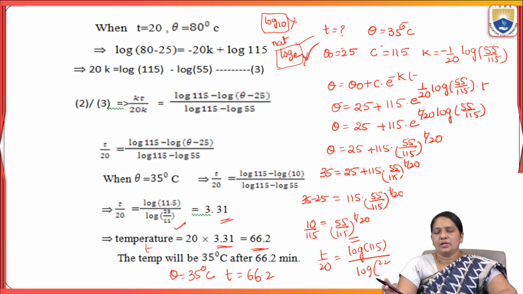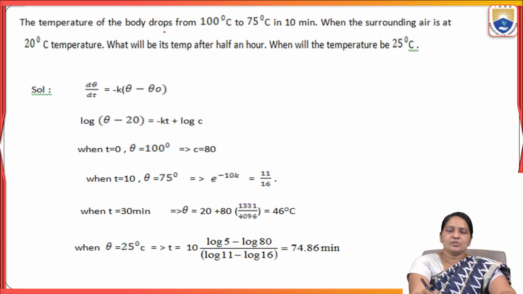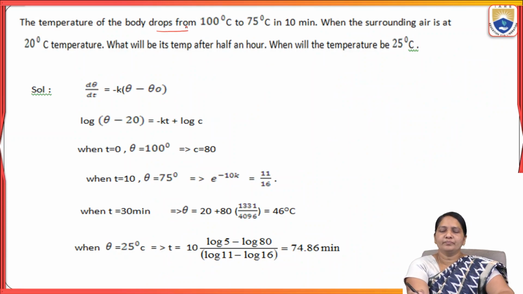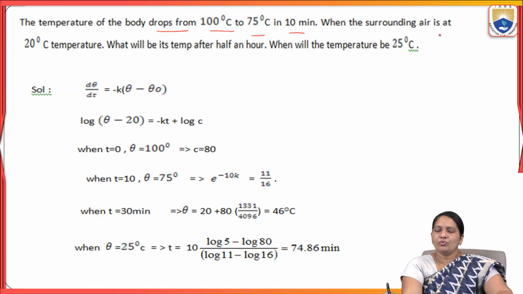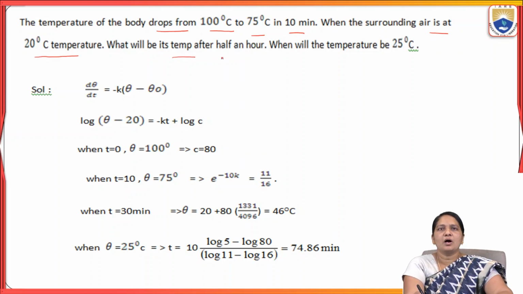Okay. Is it clear? I am moving on with one more example here. The temperature of a body drops from 100 degrees C to 75 degrees C in 10 minutes. When the surrounding air is at 20 degrees C, what will be its temperature after half an hour? When will the temperature be 25 degrees C? So before, they asked only temperature. Now here they are asking two types of questions.